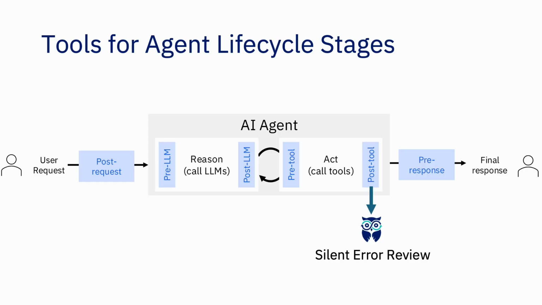The first is a post-tool component called silent error review. It does more or less what it says on the tin, and it checks for silent errors. So these are errors that may look correct but are semantically incorrect. So for example, an API may return a valid 200 response, but the response is something like, well, the server's under maintenance. The next component is a pre-tool component called SPARC that validates tool calls before they happen.